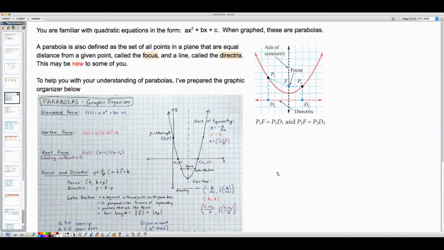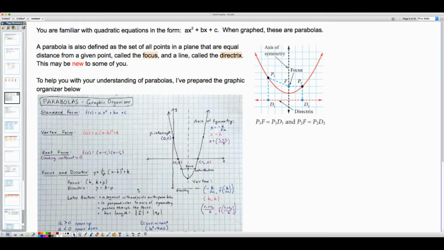Talking about quadratics, you're familiar with the form ax squared plus bx plus c. When graphed, it gives you a parabola. What you may not be familiar with is the definition: the set of points that are an equal distance from a given point, called the focus, and a line. So this distance, P1 to F and P1 to D1, is the same distance. This distance here is the same distance. And a parabola could be defined like that. If we had time and we were using GeoGebra, we would actually build something like this to show you what it looks like.